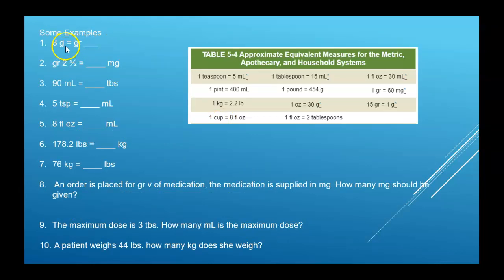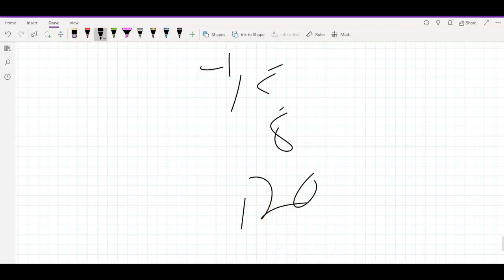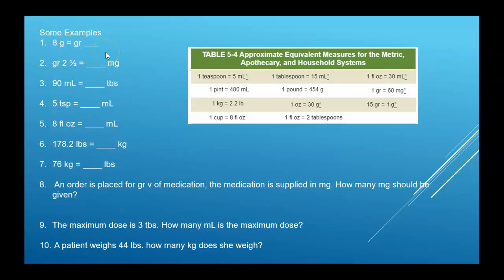So, grams and grains. We know 1 gram is 15 grains. So 8 grams is going to be 8 times 15, which is 120. So 8 grams would be 120 grains. If we had 2.5 grains and we wanted to convert to milligrams, here's an equivalency: 1 grain is 60 milligrams. So 2.5 grains, I'd take 2.5 and multiply by 60. That's 150.